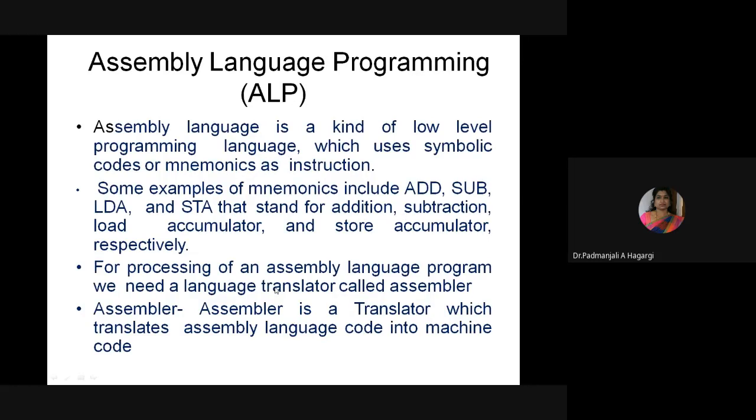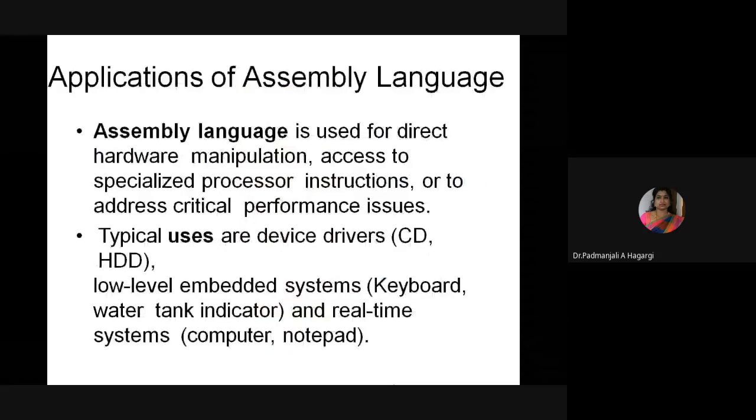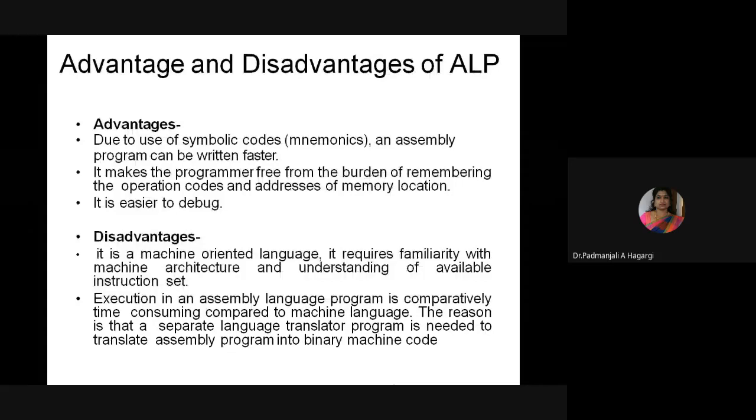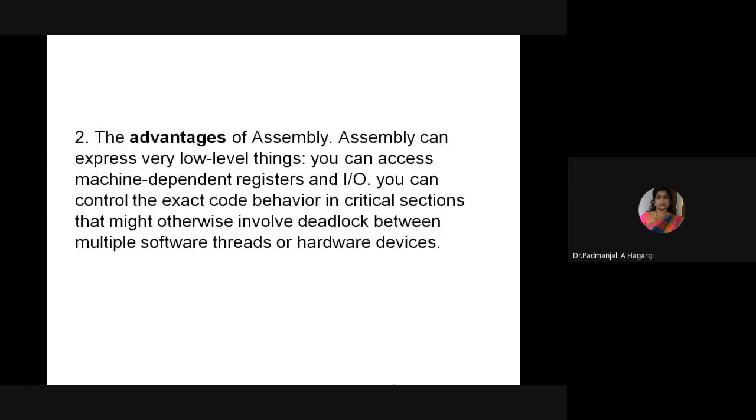For processing of an assembly language, we need a translator called an assembler. So, what is an assembler? An assembler is a translator which translates the assembly code into machine code. As I said, the applications are useful in device drivers, manipulating hard disk drivers, and also in some low-level embedded systems. The disadvantage is that it is a machine-oriented language, so based on the machine, the instructions are formed.